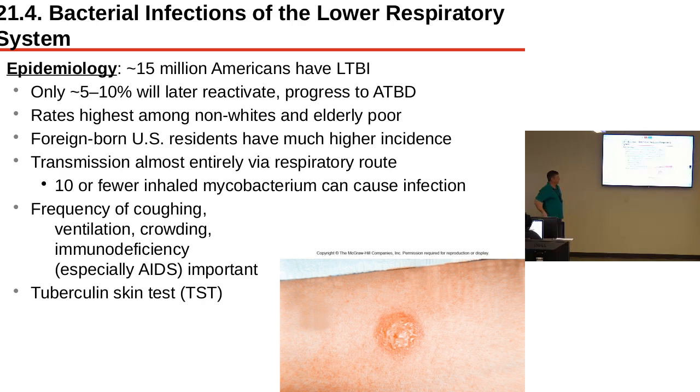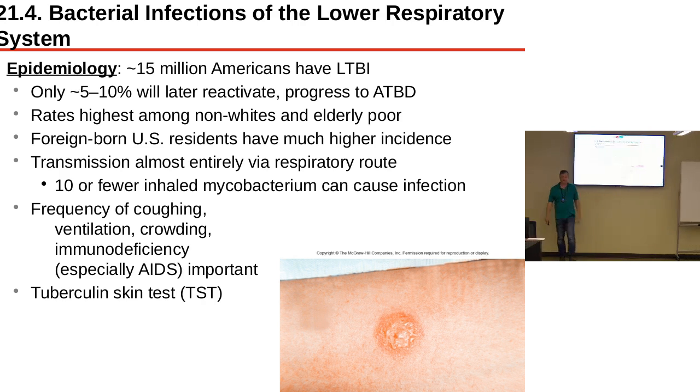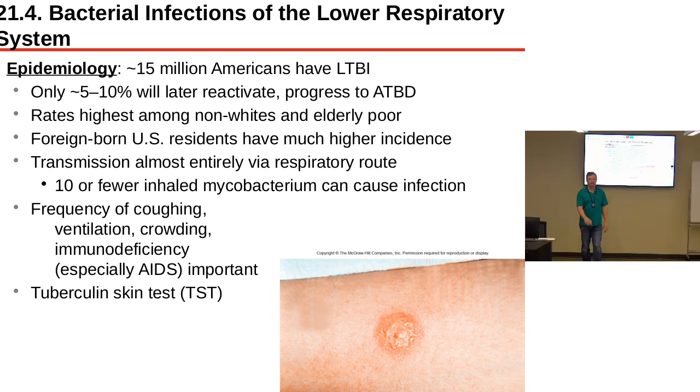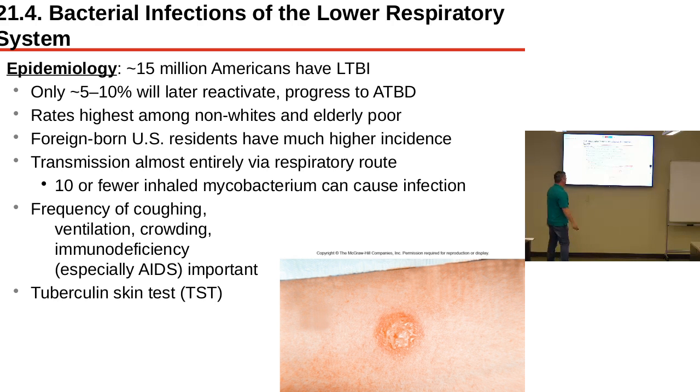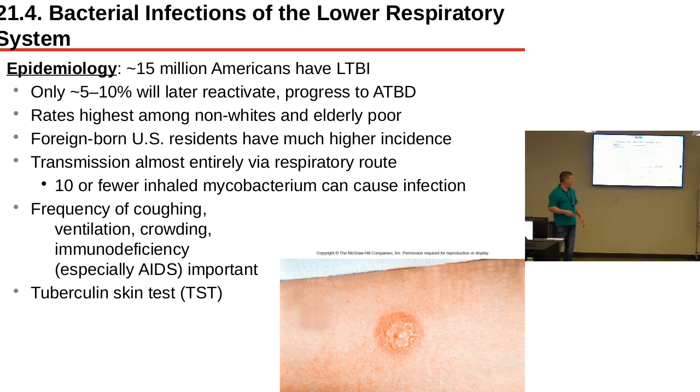So foreign-born U.S. residents have a much higher incidence. Transmission is almost entirely respiratory. You only need about 10 or so Mycobacterium to start the infection. And once you go active, you get frequent coughing. Ventilation, crowding, and immunodeficiency all play a role in your chances of acquiring it, if you end up having a lifestyle that has you living in very close proximity to other people, maybe with not very high quality hygiene standards.